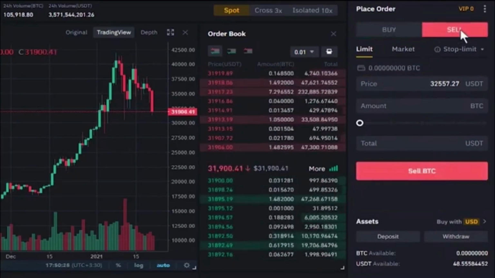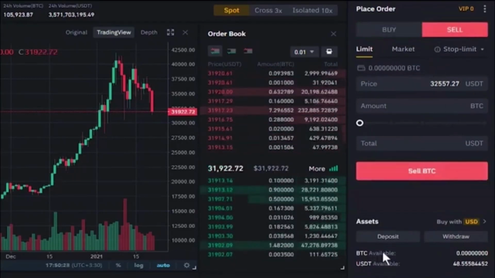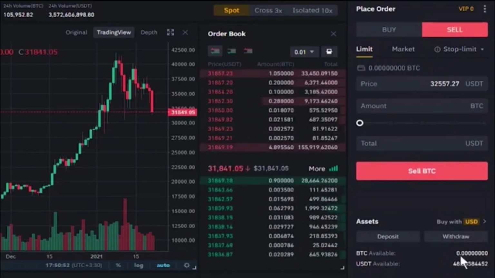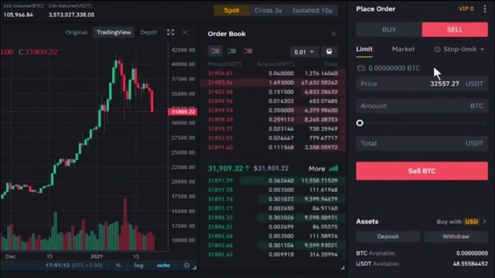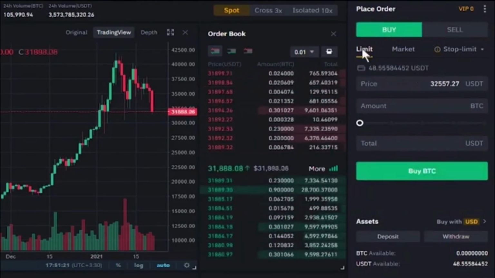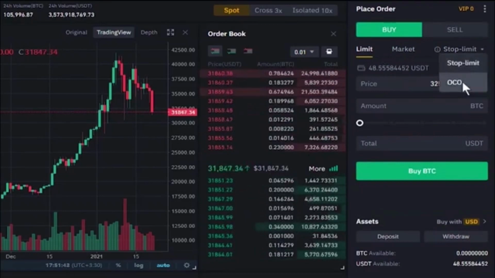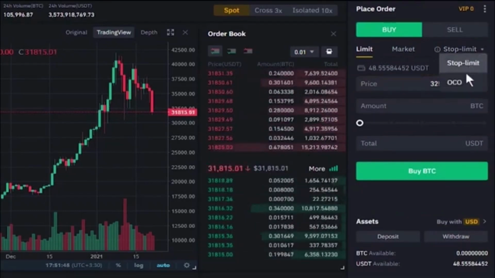And to sell Bitcoin, you must have Bitcoin available, which we don't have any BTC right now. And here it also shows that we don't have any Bitcoin to sell. We go back to Buy tab, and below that you see that we have 3 tabs. Actually it's 4, and the other is inside Stop Limit, as you can see here.